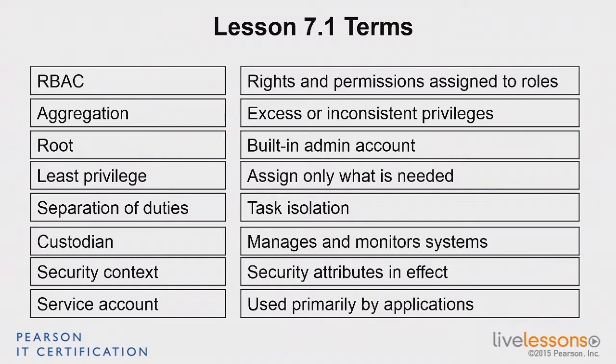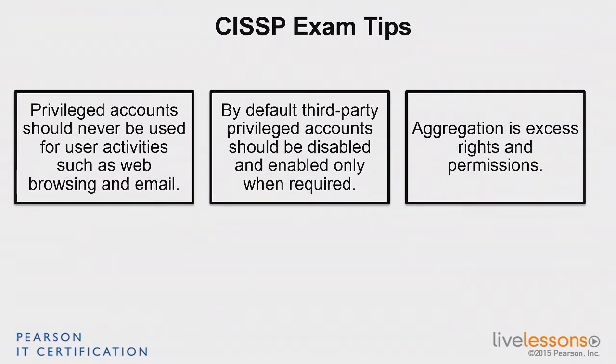I hope you did great on this. So we're going to end as always with our CISSP exam tips. Privileged accounts should never be used for user activity such as web browsing and email. By default, third-party privileged accounts should be disabled and enabled only when required. And lastly, a reminder that aggregation is excess rights and permissions.